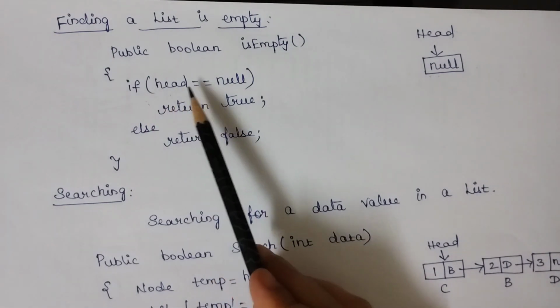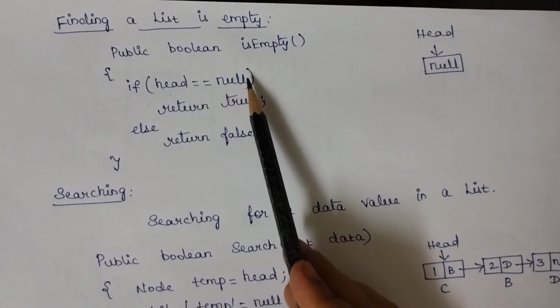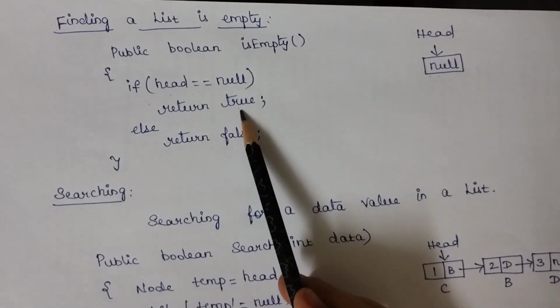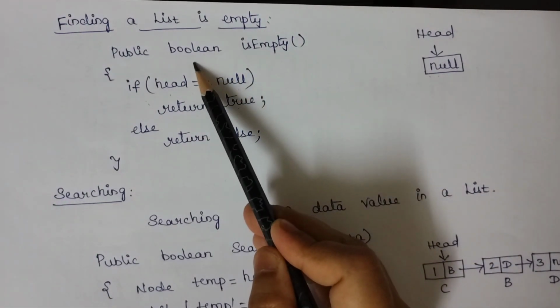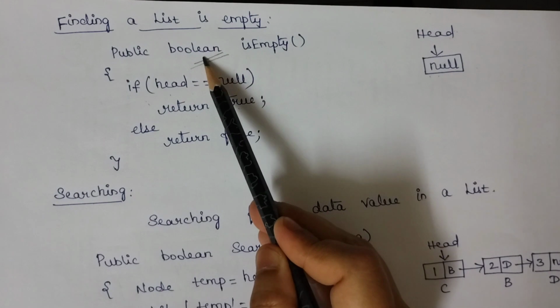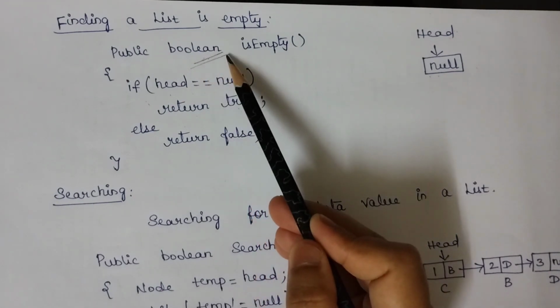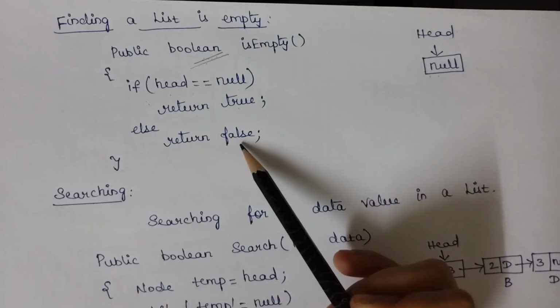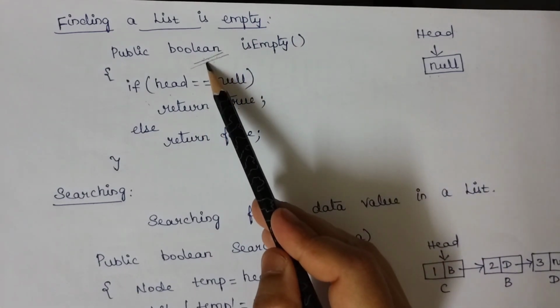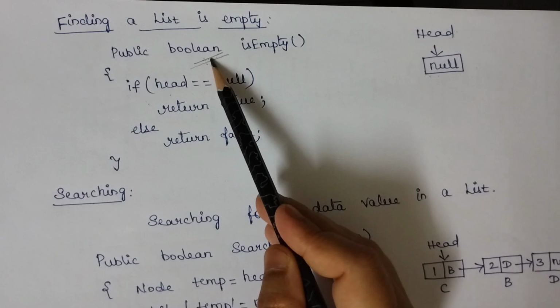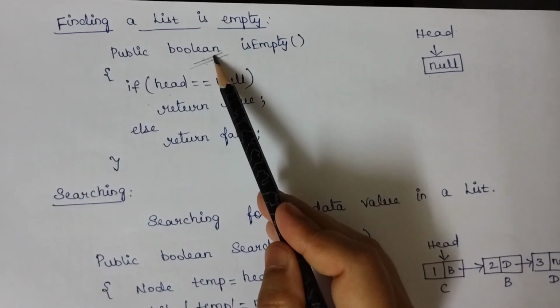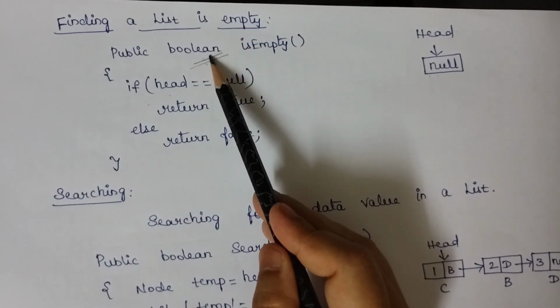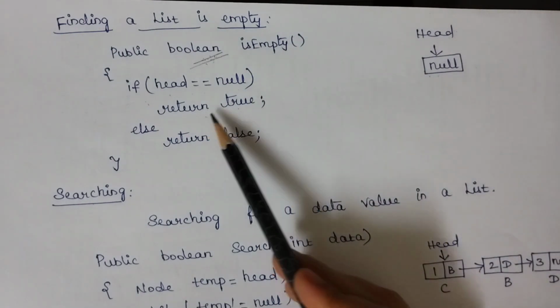If your head node is equal to null, then you are going to return true. Why am I returning true here? Because what is the data type I have used here? I have used the Boolean data type. Boolean means either true or false. If I used void, I would not return true or false, but here I have used the Boolean data type. This is called the return type for my method. If I'm using this return type for my method, then you should return either true or false.